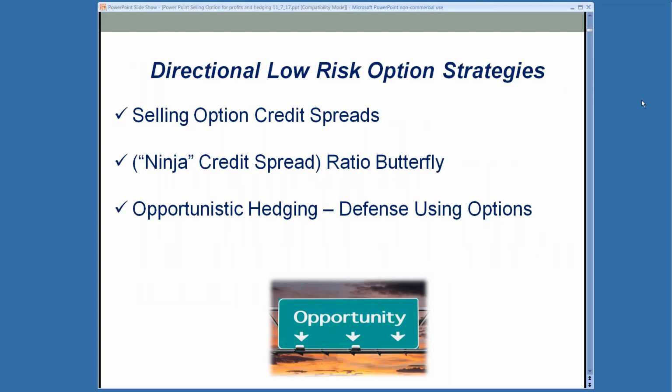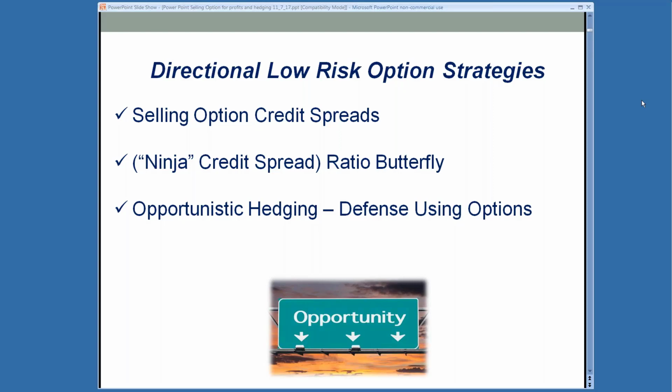Now here are some of the strategies that I like. Once you get the foundation down, they're very simple to understand. These are directional, low-risk option strategies. The first one is to incorporate selling an option credit spread. By selling options as a spread, you're going to cap your risk. I'll show you as we go forward how that works.